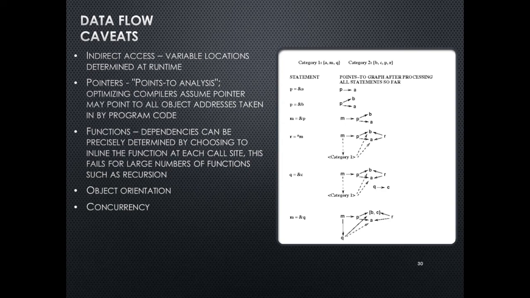Similarly, you have object orientation, where every instantiation of an object is going to create problems, or concurrency, where you have multiple pieces of a program running at the same time. If they both have data dependencies that are common, then there's no way to statically decide which one's going to go first or not.